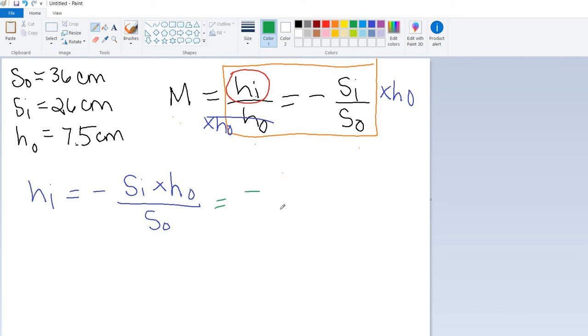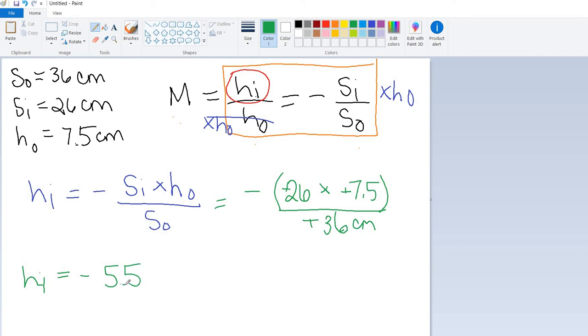So I have that negative image distance, which is 36 centimeters. And that, again, for me was positive, times my object height, which is positive because it's upright, divided by my object distance, which was 36 centimeters. So I plugged my values in, and if I go through and calculate this, I will get roughly 5.4 or 5.5 centimeters. Now, the trick is I have that negative value. I have to keep it.